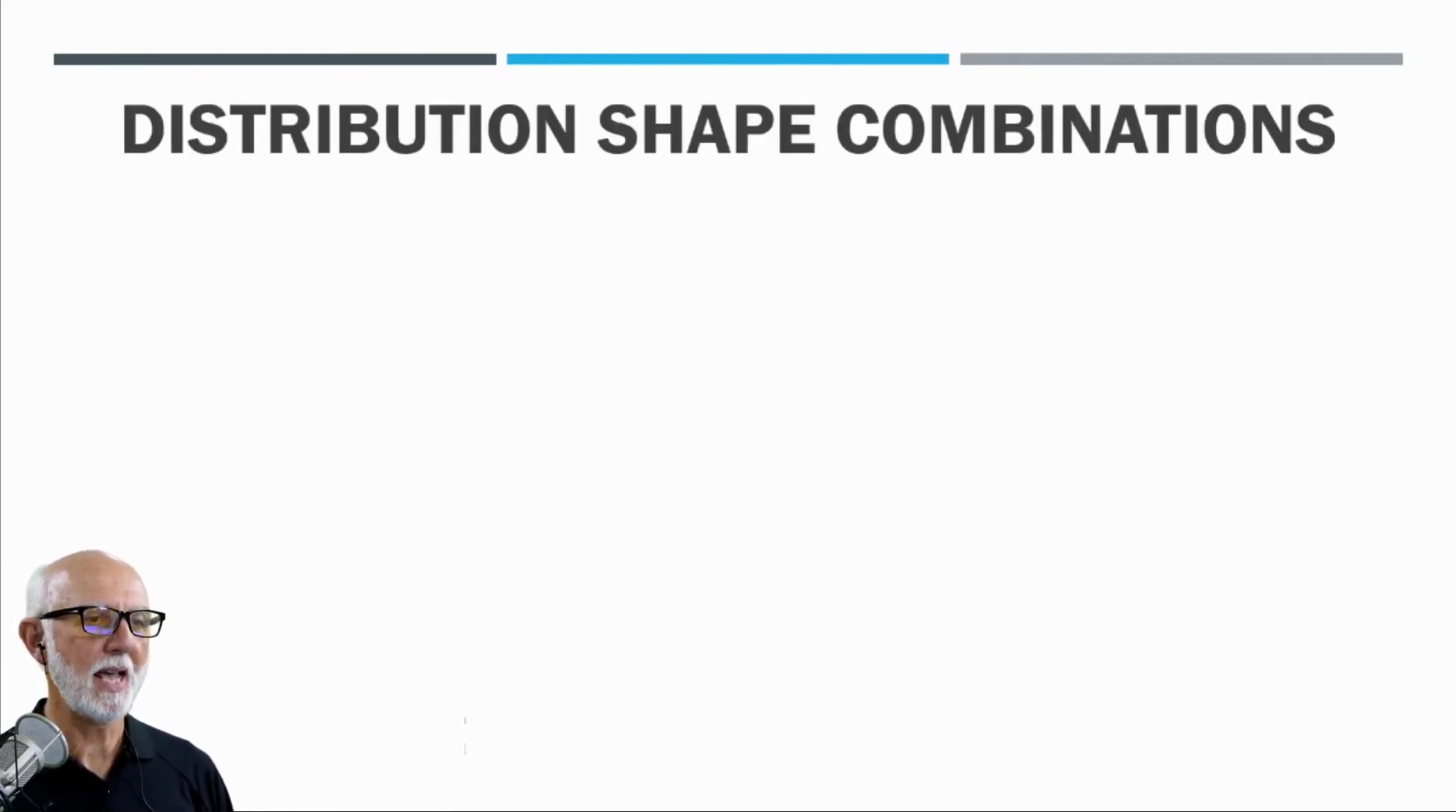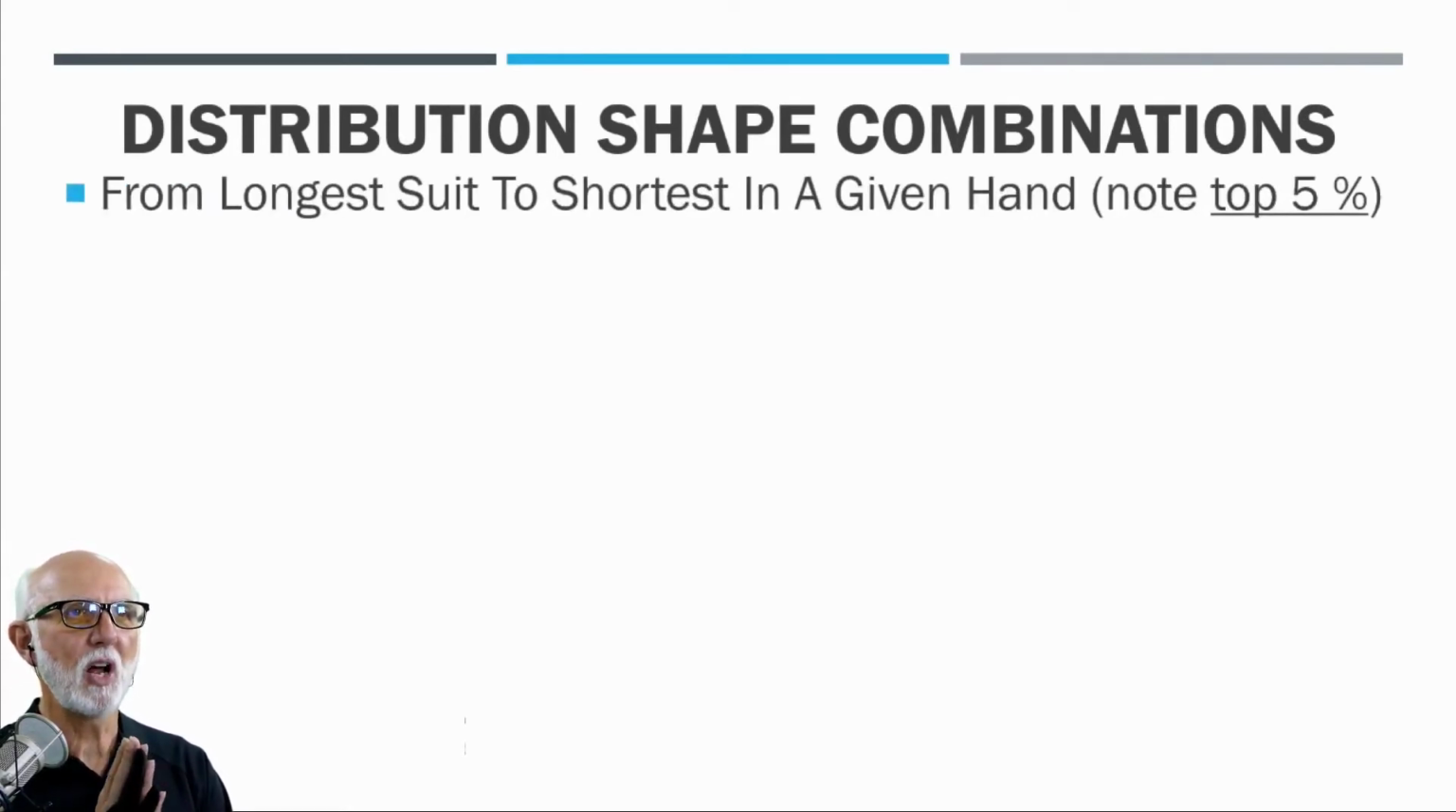Let's take a look at different shape distributions. Okay, first off, from longest suit to shortest suit. Now, this doesn't necessarily mean spades, hearts, diamonds, and clubs, but let's just take a look at the different shapes, and we're going to be underlining the top 5 in terms of percentage, the ones that are most likely to happen, as you see here.